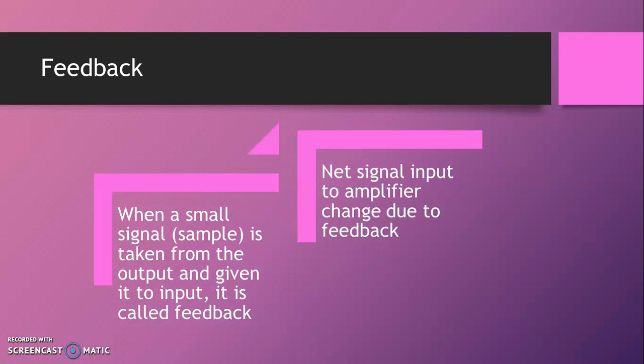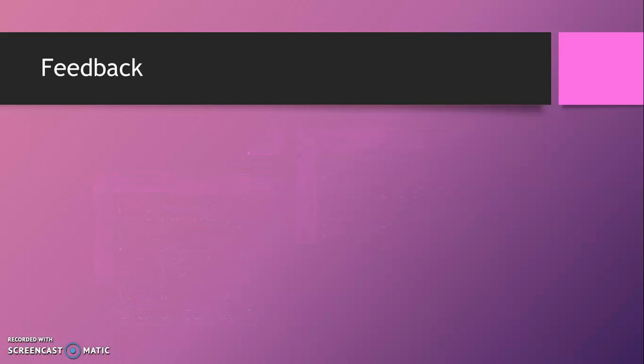Net signal input to amplifier changes due to feedback. First we apply input to the amplifier, but then we take a sample from the output and then we compare the sample of the output with the input, so net input to the amplifier changes. Let us understand the phenomena with the help of block diagram.